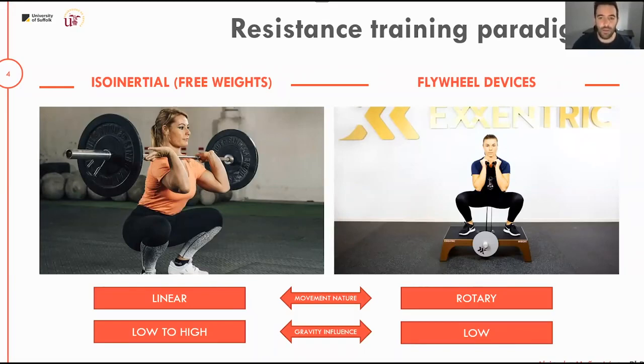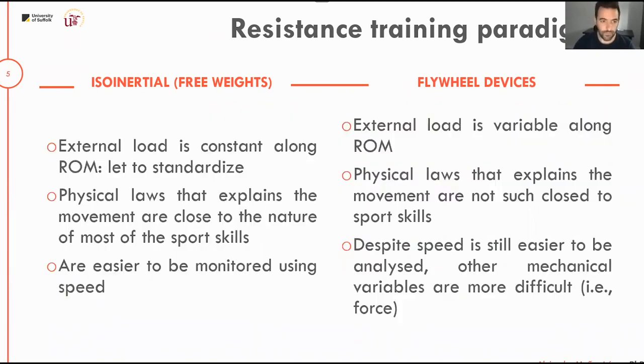If we focus on the gravity influence, we know that free weights can have low to high influence. For example, if it's horizontal, we'll have lower gravity influence compared to vertical movements. And the gravity influence in the flywheel devices is always low. It's not as high as the isoinertial free weights. So for this reason, comparing both, the free weights have the external load constant along the run, which lets us standardize the load, which is one of the most important things in strength and conditioning programs, as you know.